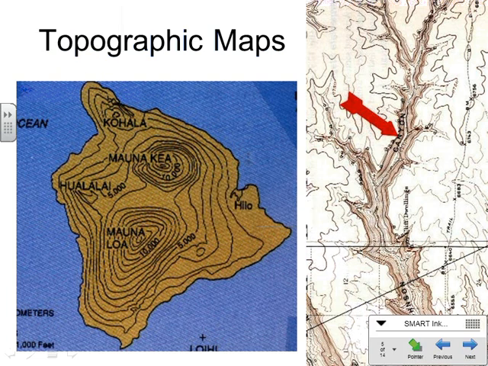Here are two different topographic maps. On this first one, you can see our contour lines very closely spaced right here, indicating high points of elevation. So this is actually mountains. Right over here, we have a river or a canyon.